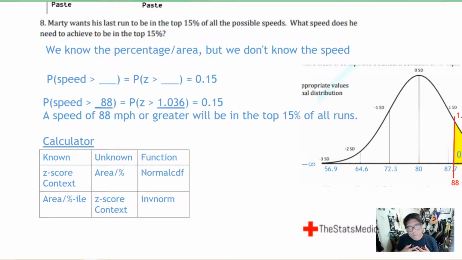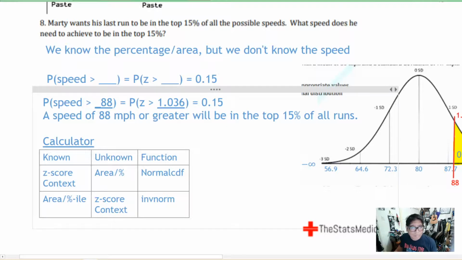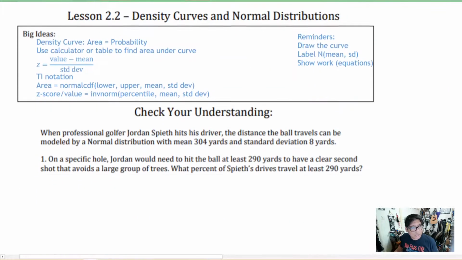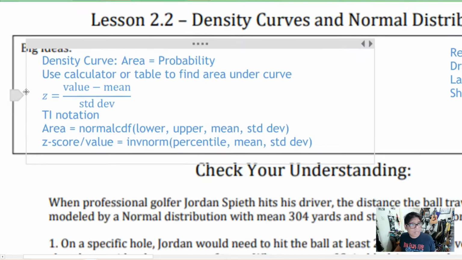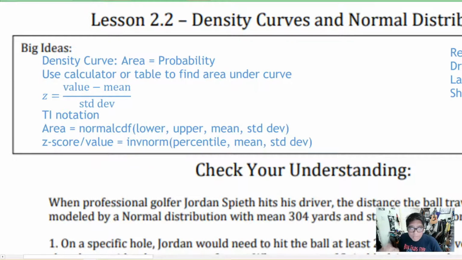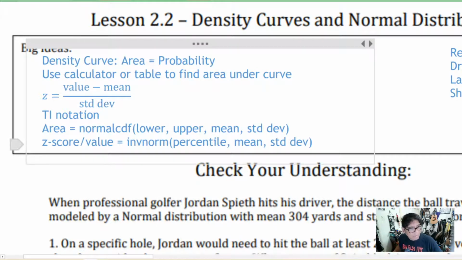And that ends probably the most important lesson you've had in AP Stats up till now. So let's get to our big ideas. First of all, we've got the idea of a density curve where area is probability. That's the thing that makes this entire thing go. We've got a z-score, which is the same thing as the number of standard deviations above and below.